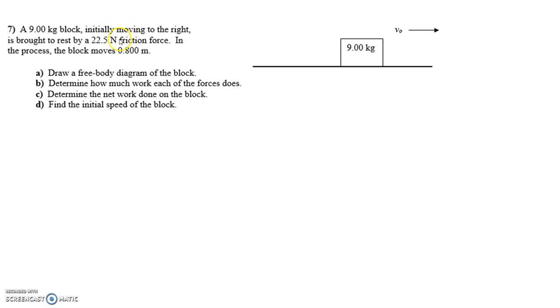And we know this is a friction force because it says so. And we know friction always opposes motion. So if the object is moving to the right, the friction, of course, is going to point to the left. So we know the weight is 88.2 newtons. Normal force is also 88.2 newtons, and friction is given as 22.5 newtons. So there it is, pointing to the left. And that should be the entire free body diagram.